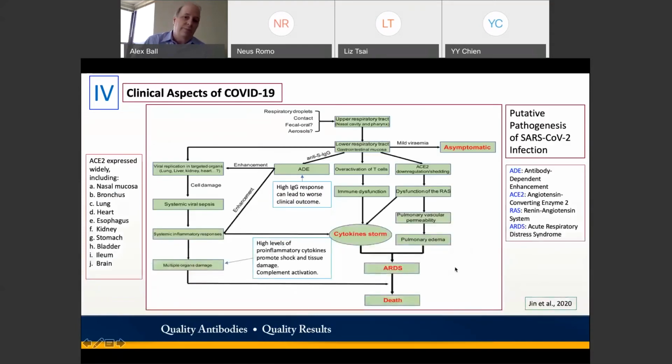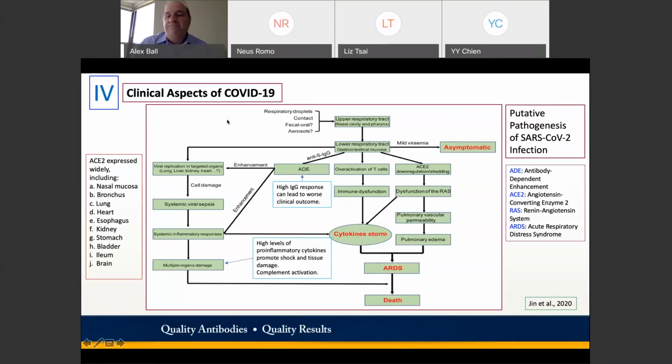This is a very complicated flow chart for the putative pathogenesis. I think what has to be kept in mind here is that ACE2, the receptor, is widely expressed. The nasal mucosa, throughout the respiratory tract, the heart, the gastrointestinal tract, the kidney, and also the brain. So this may be the reason for the effects throughout the body.